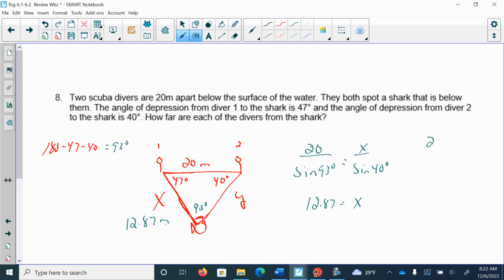And the next one, I'm going to do 20 over the sine of 93 degrees is equal to Y over the sine of 47 degrees. And when I do that, I get 14.41. So this is going to be 14.41 meters. So diver 1 is 12.87 meters away from the shark. Diver 2 is 14.41 meters away from the shark.